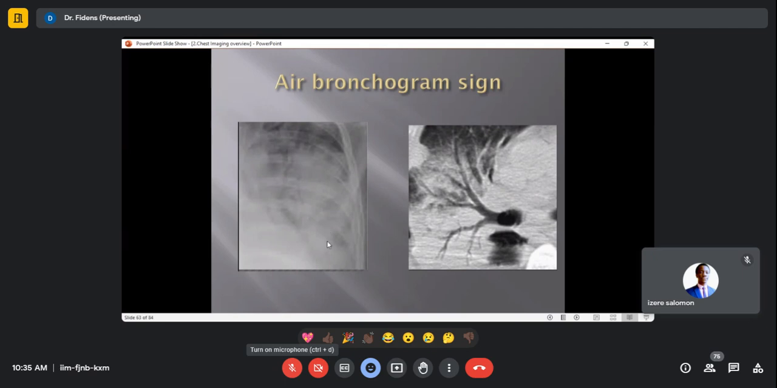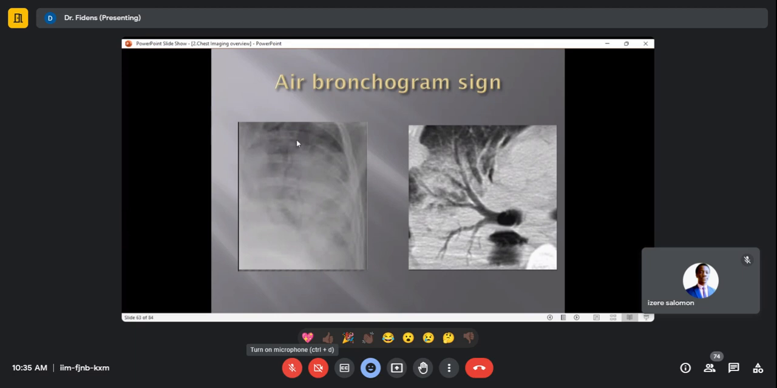This is the diaphragm. This is the left lung, let us call it the left lung. But within this opacity, can you see these tubular dark structures? Yes, we can. Those are air-filled bronchi. This is what you call the air bronchogram sign, and this is a sign of consolidation.